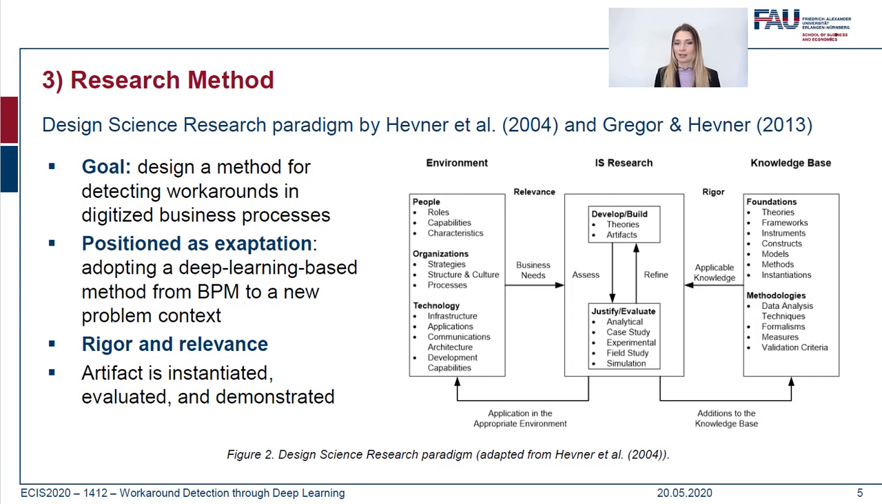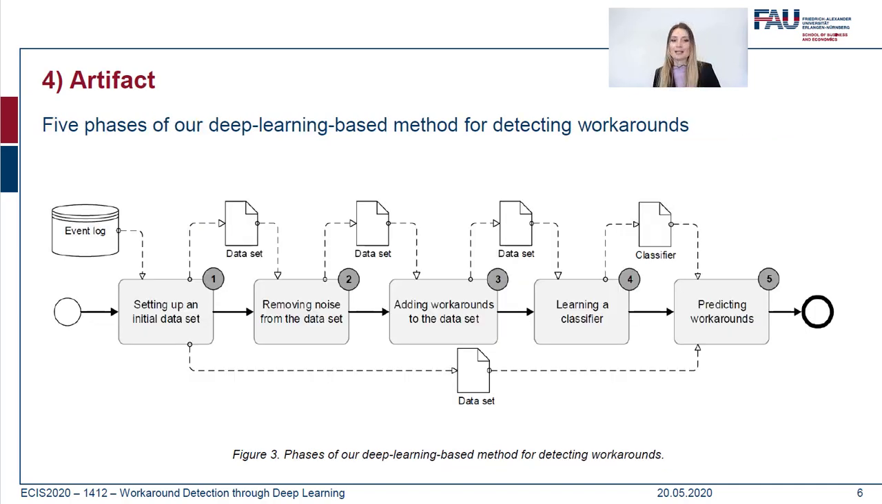After defining the problem, we identify 7 types of workarounds from the literature, as you just heard. Subsequently, we begin with the design cycle in which we develop our method for workaround detection based on deep learning in a way that allows us to detect all 7 classes of workarounds in event log data. By rooting our work in the existing theoretical foundations and methodologies, we ensure rigor and relevance. Then the artifact is instantiated, evaluated, and demonstrated. So we designed a deep learning-based method for detecting workarounds.